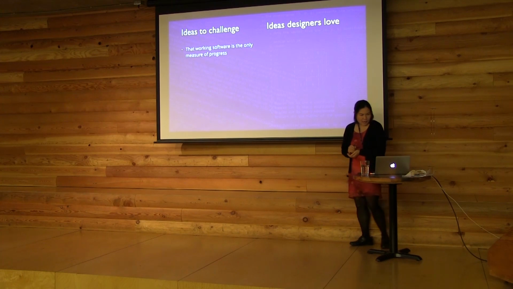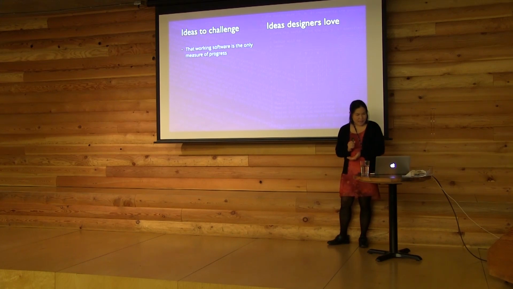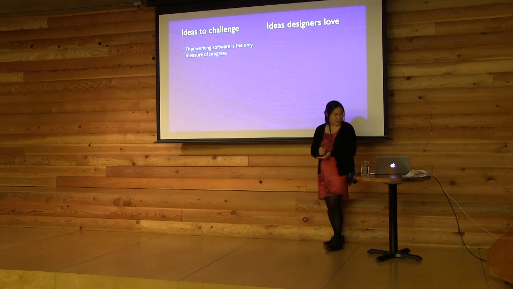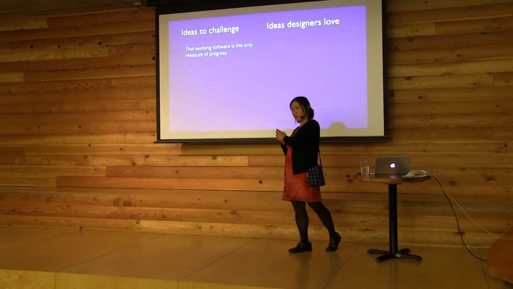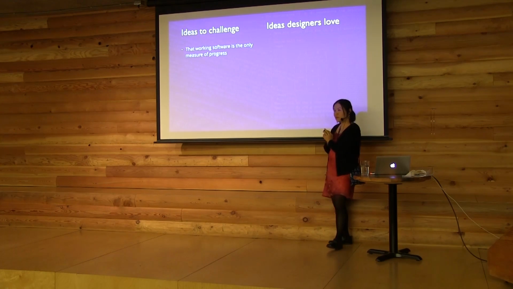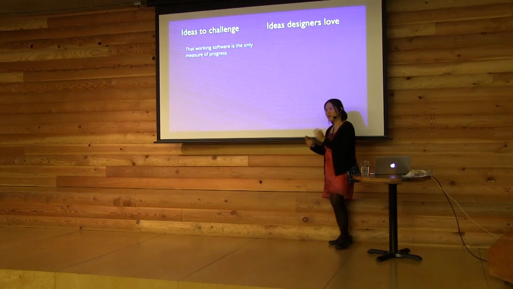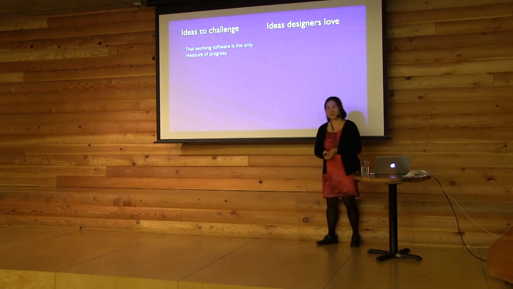Ideas to challenge. This is a cultural thing in some teams and some developers. An idea to challenge is that working software is the only measure of progress. Okay, what the 12 principles actually say is that working software is the primary measure of progress, which some people take to an extreme. Okay, and they don't recognize the value of sketching and prototyping and designing, and research.